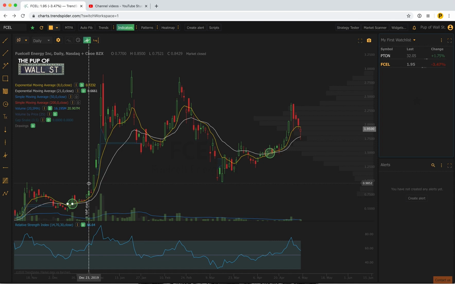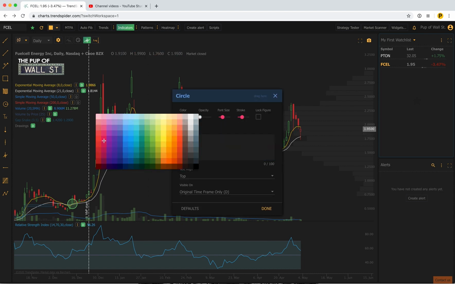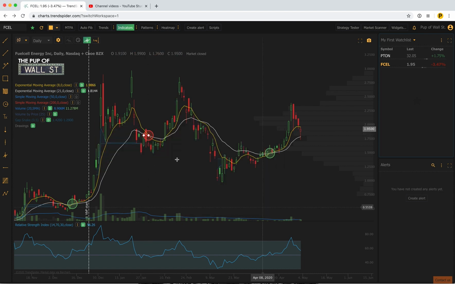Well, how do I know where to sell? Two ways. Where it crosses back under, or a little more aggressive, where price breaks down from the 8. Right, so you see how we shot up, we came right back down to the 8 EMA, and we held it. We closed over the 8 EMA every single day. Then we shot back up. So we knew that this was resistance right here.